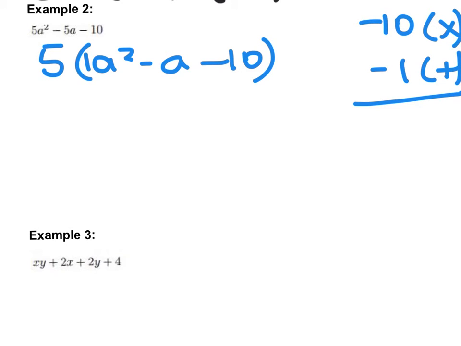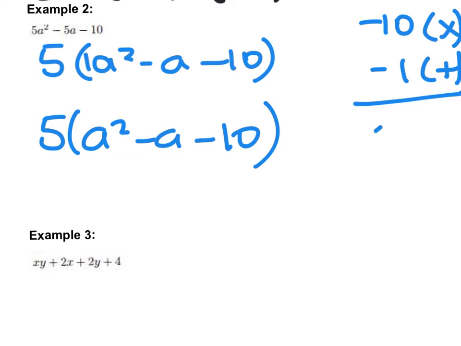Is it possible? So the factors of 10 are 1 and 10. That doesn't work. 2 and 5. That doesn't work. So it doesn't work. We've no factors. Impossible. Okay, so our answer is just to leave it as 5 times a squared minus a minus 10. We thought because it was a trinomial it would be factorable, but we couldn't come up with numbers that would work.